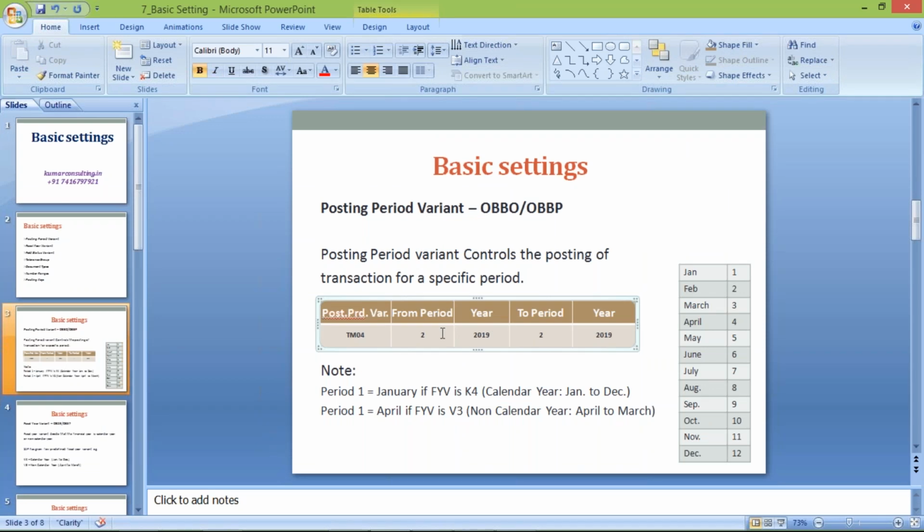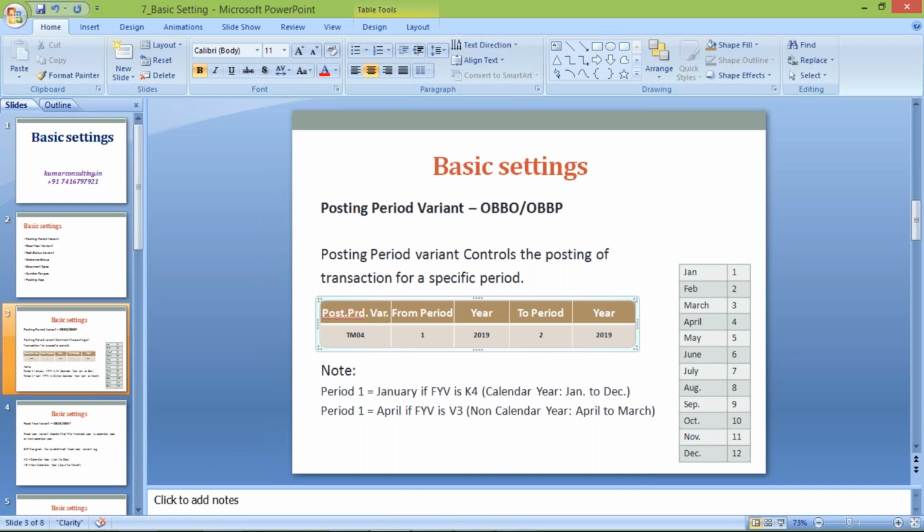If you give here from period 1, 2019 to period 2, 2019, then what is happening? Which periods are open, guys? January is also open and February is also open. It means from 1 to 2, from January to February we have opened.